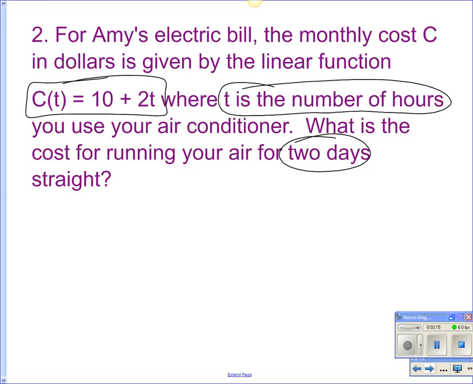The place to put something in is T. T stands for the number of hours. Is this 2 hours? It's 2 days. 48 hours. So I need to set up my frame. C of an empty set equals 10 plus 2 times an empty set. So I put an empty set of parentheses wherever there's a T. Gracie, what's going in the set of parentheses? What number? We had to convert it. 48.